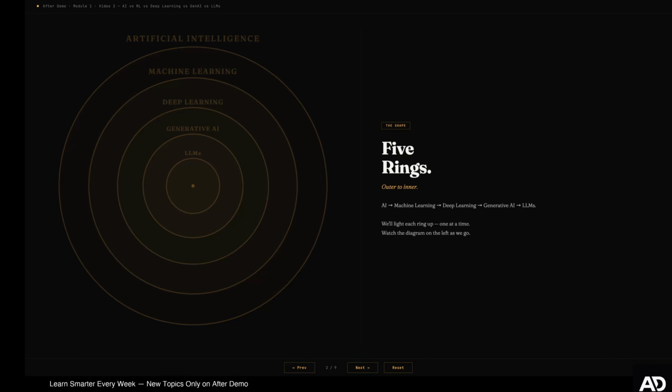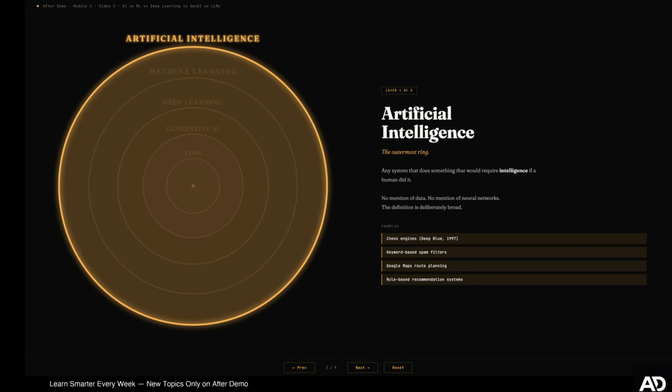They're related, but they are nested. One is inside the other, like Russian dolls. AI is the outermost doll. Inside it, machine learning. Inside that, deep learning. Inside that, generative AI. Inside that, large language models. You can see all five rings on the left. We are going to light them up one at a time, starting with the biggest question of all.